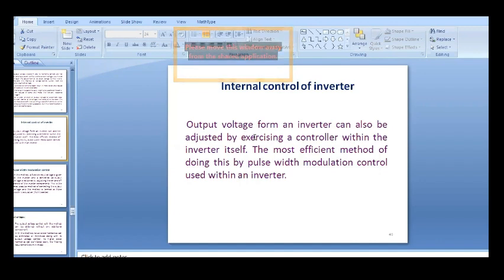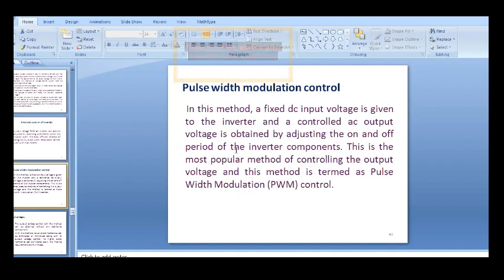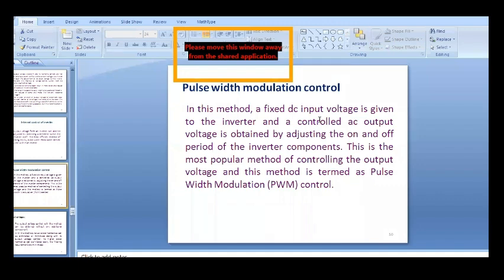And see how we can control PWM. In this method a fixed DC voltage is given to the inverter and a controlled AC output voltage is obtained by adjusting the on and off period of the inverter components. This is the most popular method of controlling the output voltage, and the method is known as PWM control. Already I have just discussed this.